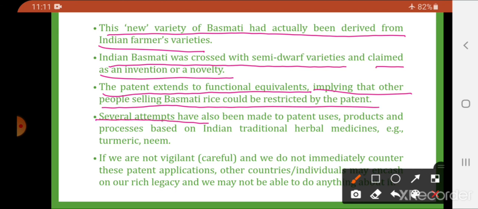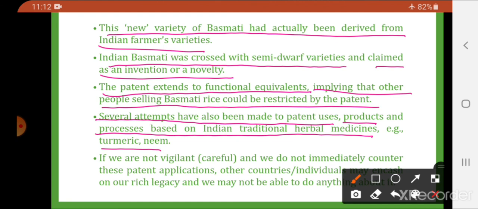Several attempts have also been made to patent uses, products and processes based on the Indian traditional herbal medicines like turmeric and neem. Now patenting सिर्फ products का नहीं, patenting वो particular products के use कैसे कर सकते हैं, वो processes का भी patenting हो सकता है. So Indian traditional herbal medicine का भी उन्होंने patenting करवा लिया.